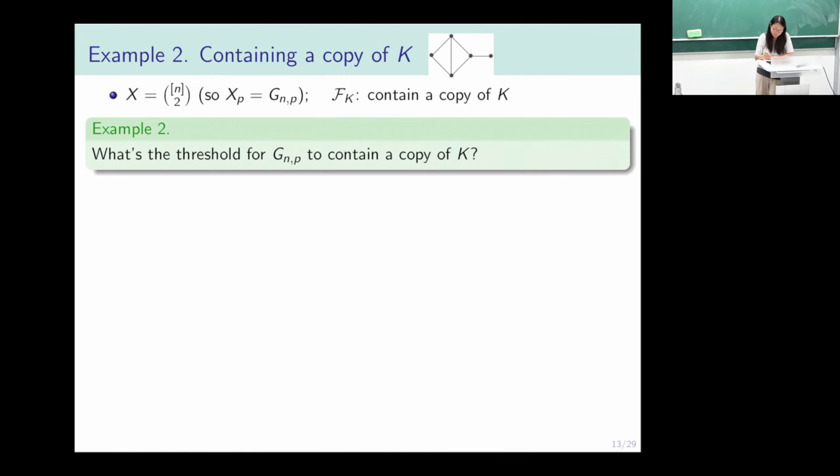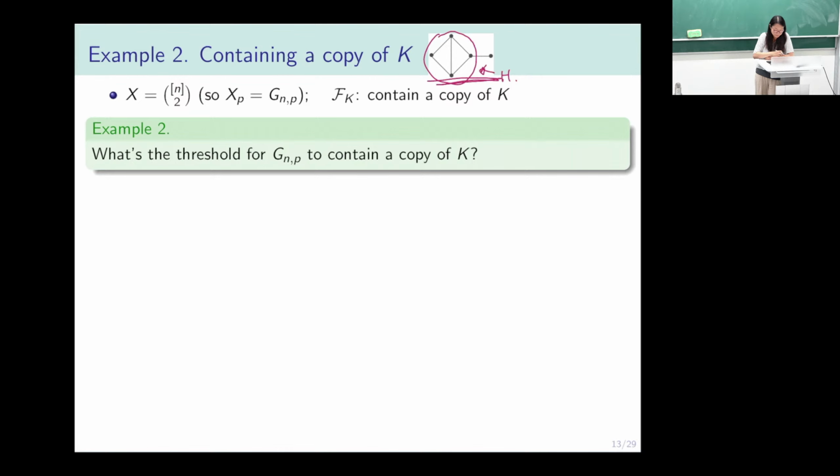So this time, X is still n choose 2, so that means X_p is G(n,p). And this time, our increasing property is to contain a copy of K, where K is this little graph. And notice that this is our H in the first example. So this is H with a little tail. And the question is the same. What's the threshold for G(n,p) to contain a copy of K?